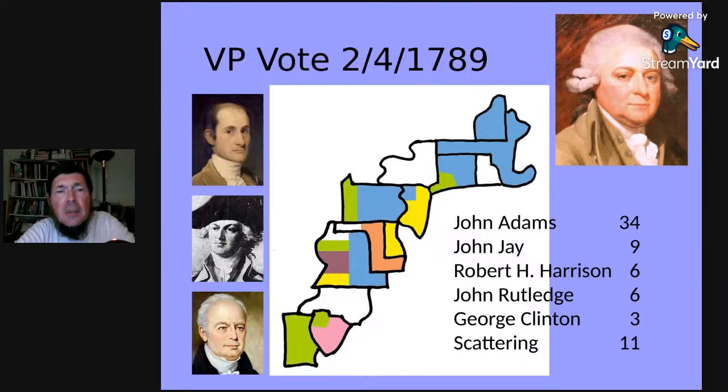John Jay is represented here. John Jay is the person in the upper left there. He received 9 electoral votes, mostly from New Jersey and Delaware. Robert Harrison got the electoral votes from Maryland. Harrison is the guy in the middle here on the left. John Rutledge is the guy on the lower left. He got most of the electoral votes from South Carolina, his home state. George Clinton got his 3 from Virginia, and that was it. And 11 voted for other people.